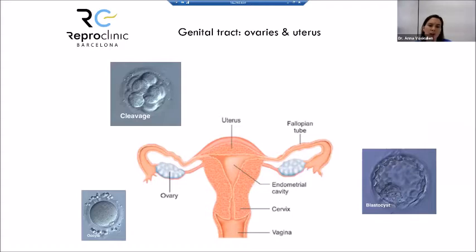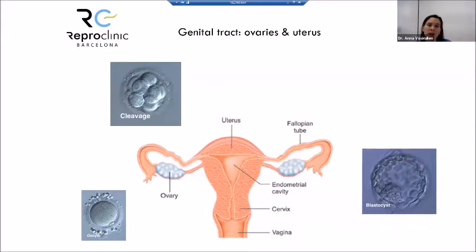Apart from that, about the genital tract, the ovaries and uterus, just general things. What do we need to have a natural conception? We need the ovaries to function correctly. We need an ovulation and an oocyte that you can see here in the picture. And we need the tubes to function correctly as well, because the tube will take this oocyte, and in the tube, this oocyte will be fertilized by the sperm, okay?